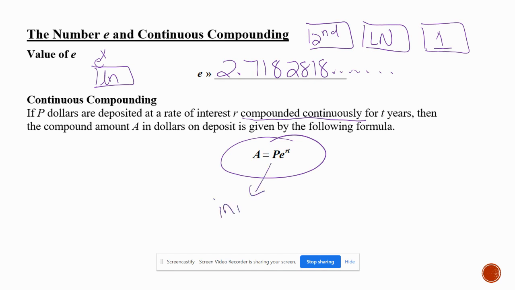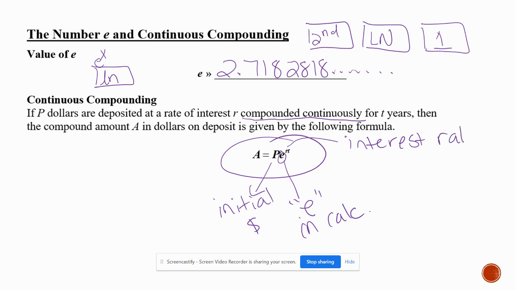P still stands for the initial amount. E is that E in the calculator. R is still the interest rate in decimal form. And T is still the amount of time. So we're still having that same stuff. It's just we're taking out that 1 plus stuff and using E instead.